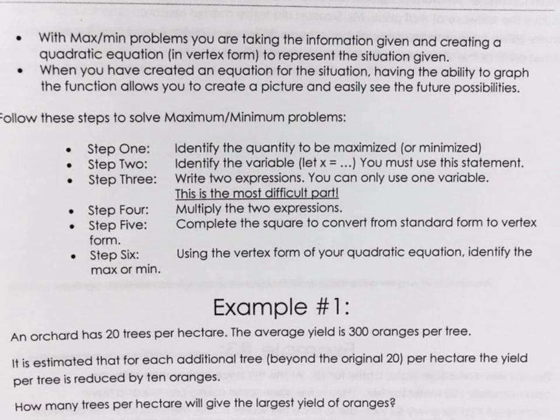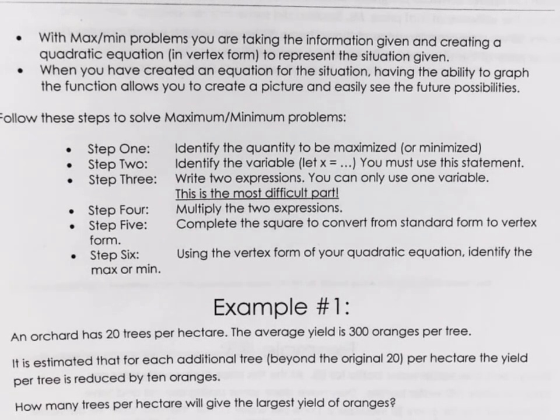We're going to identify the quantity to be maximized or minimized. We're going to define the variable. So we're going to say let x equal the number of extra trees. Step 3, most difficult part, we're going to write those two binomials, but you can only use one variable in them.